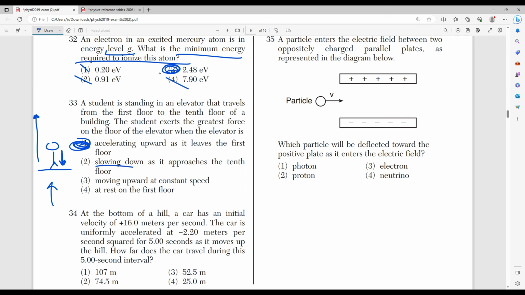If you're slowing down while going upwards, the force is downwards, and if you're moving upwards away from the floor, that means there's less force on the floor. If you're moving upward at a constant speed, that means there's no net force being applied to you, right? Same thing at rest or moving at a constant speed, no forces applied to you. So if the force is pushing you upwards, you're really being pushed downwards, because your body wants to stay in a state of non-motion, right?